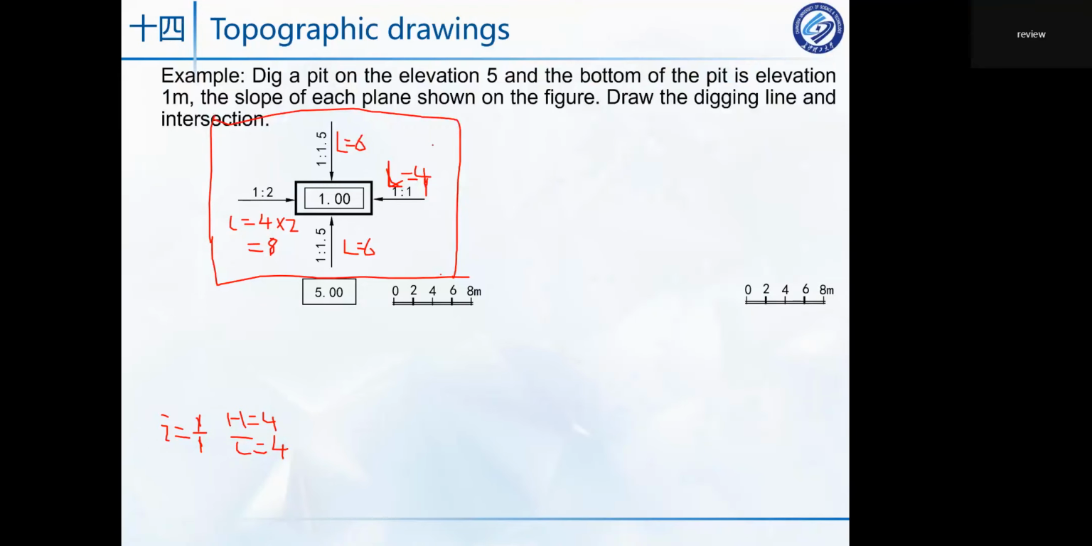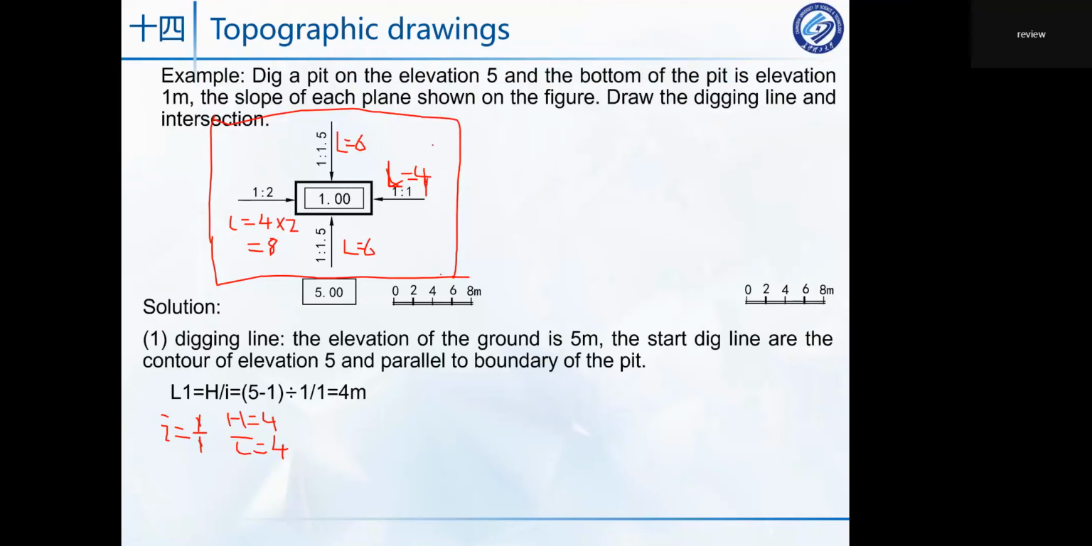Sorry. So the next problem: now we have already got L in these 4 different directions. But how to draw the digging line? Where can we get L? You can see here is the scale ruler. You must use your scale ruler to measure the horizontal distance.